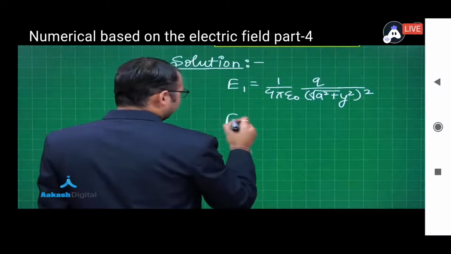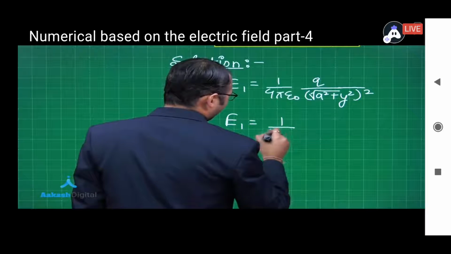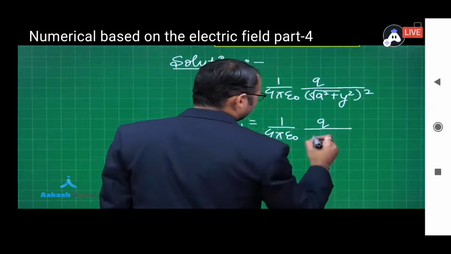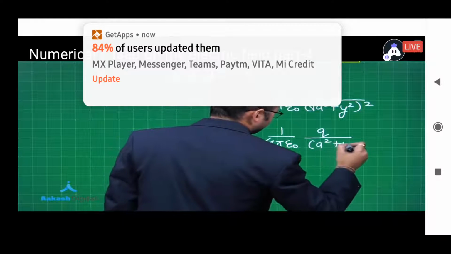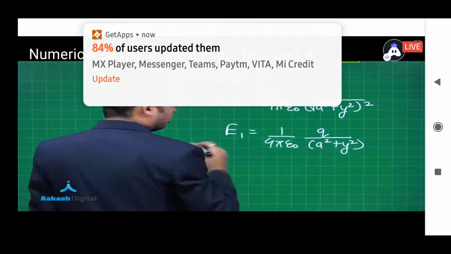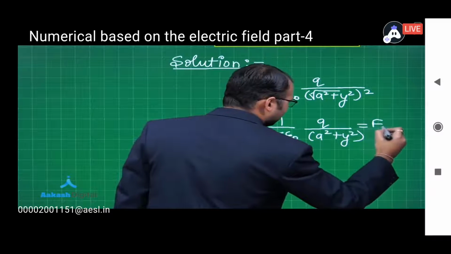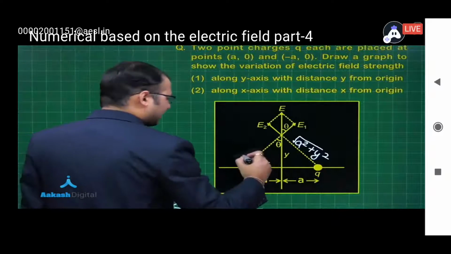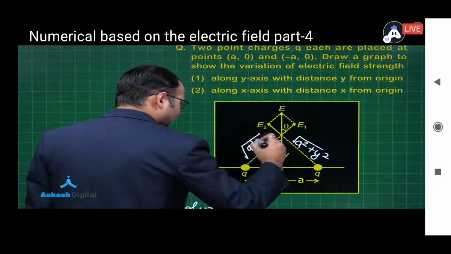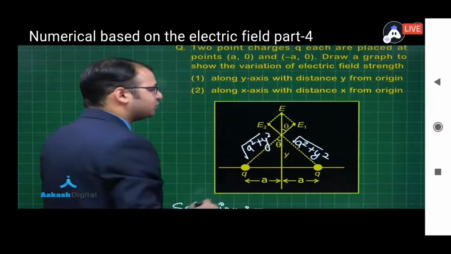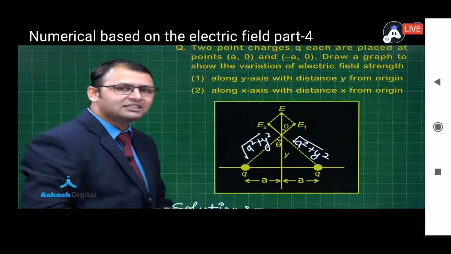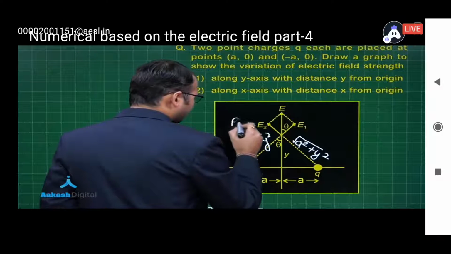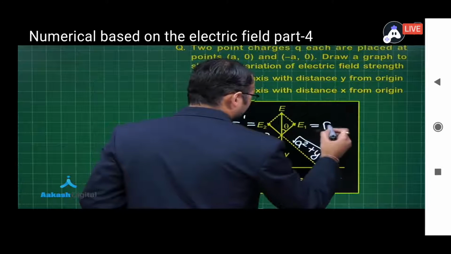Putting the values, you will get E1 as 1 upon 4 pi epsilon naught q upon a square plus y square. And also the value of E2 will be the same. Why is it the same? Because it is the same charge and the same distance, a square plus y square, here also. So E1 and E2 both will be the same in magnitude. Let's term them as E dash, right?